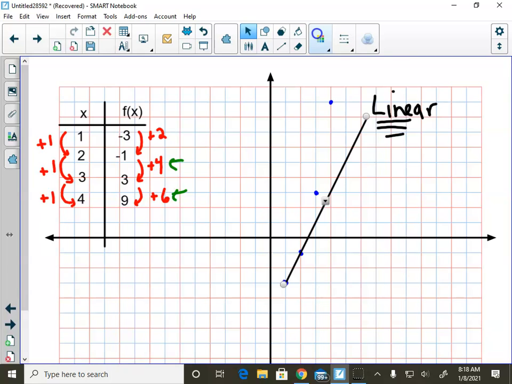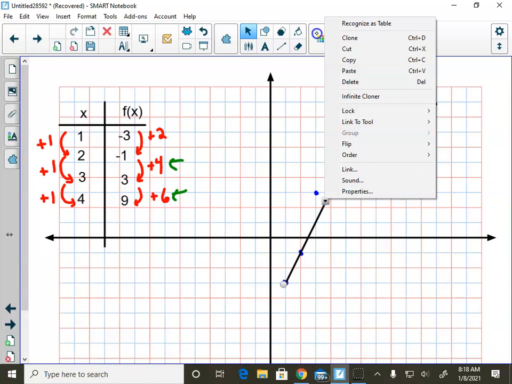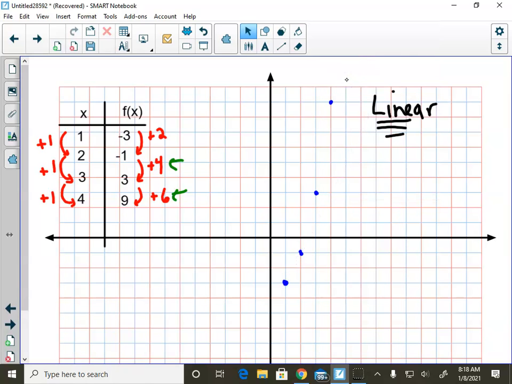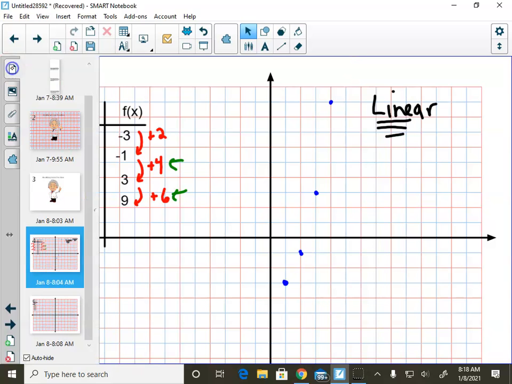And I think for a lot of you, the graph is going to be easier to tell than the function itself. Although we're going to do everything we can to kind of fix that. Okay, let's take a look at another example.